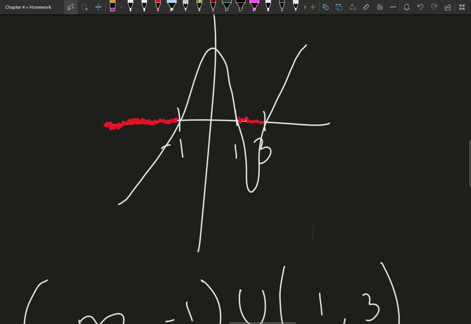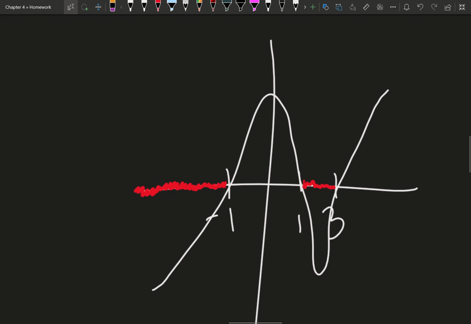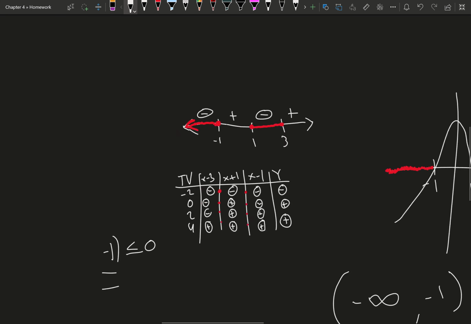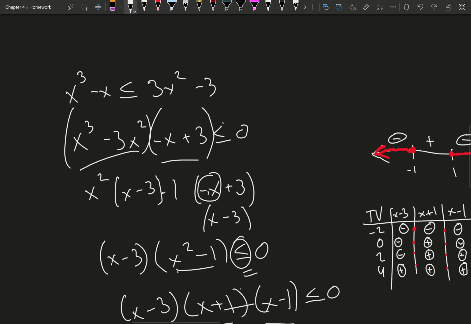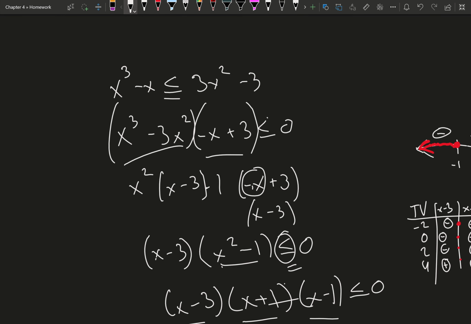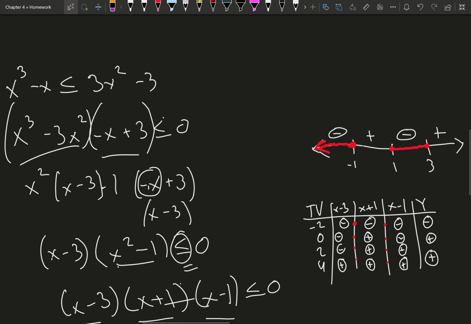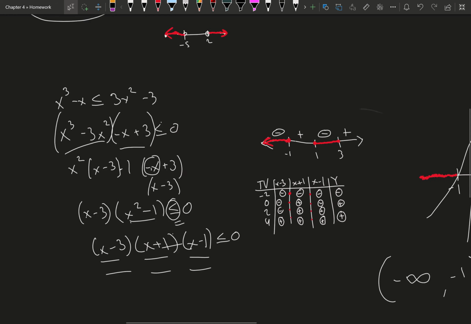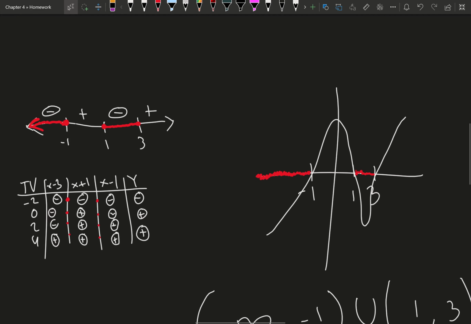And then here we have our second graph. Since there are 3 different points, we have to write 3 different numbers. So we have negative 1, 1, and 3. And as we go back, as we see here, the less than or equal sign says that it's equal to or less than 0. So we're going to look for the negative numbers, right?